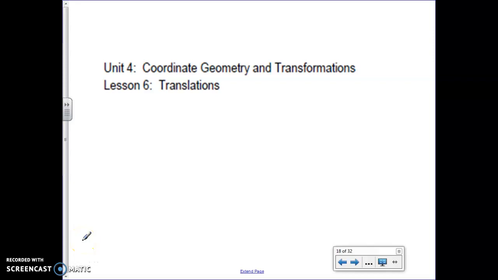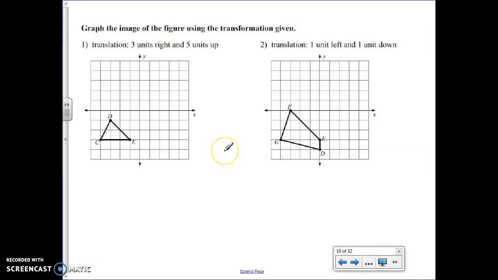Alright, so today guys we're going to look at the idea of translations. What we're doing when we do a translation is we're moving it, sliding it. In this case we're moving it to the right 3 and up 5. So each point I'm going to move 1, 2, 3, up 1, 2, 3, 4, 5 to get my new point D prime. Then we're going to do the same thing, 1, 2, 3 with E.